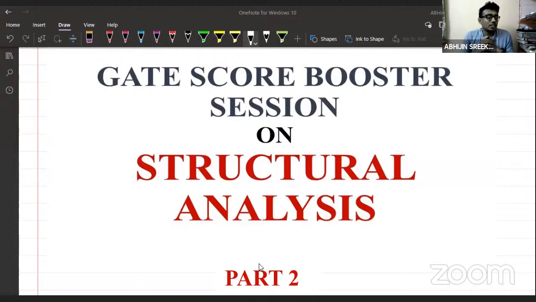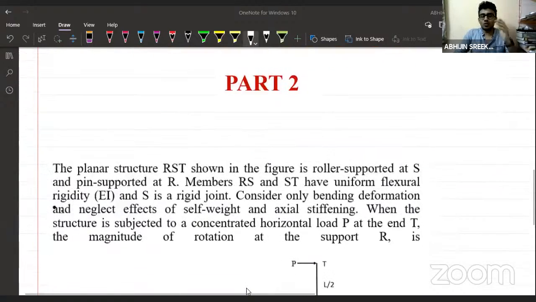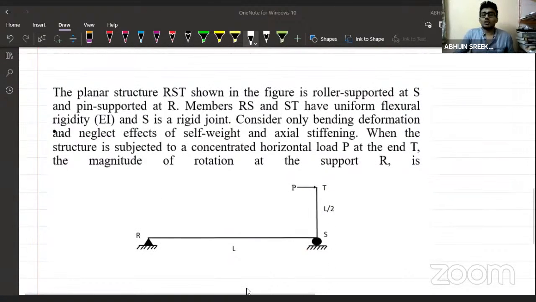So yes, it's very good. I think we can get started, and we are going to start this session of GATE score booster on structural analysis with this question. Just like I told you in the previous session, I am repeating it in this session also. This question appeared in the GATE exam actually, but it's an important concept, that's why I have taken this. So when you see a question, try to understand what is given in the question and what it is asking us to find. It is a very, very important step after seeing a question.